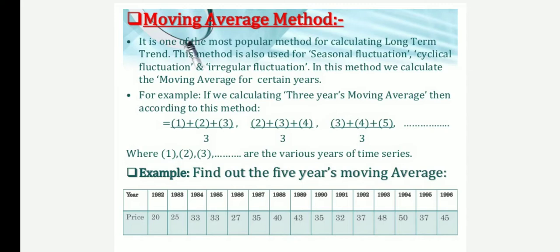Next, the second value is the second value plus third value plus fourth value divided by 3. Next, third value plus fourth value plus fifth value divided by 3. Next, fourth value plus fifth value plus sixth value divided by 3. Hence you have to continue, where 1, 2, 3 are the various years of the time series. Let us take up an example, it will be more clear then. Find out the 5-year moving average.